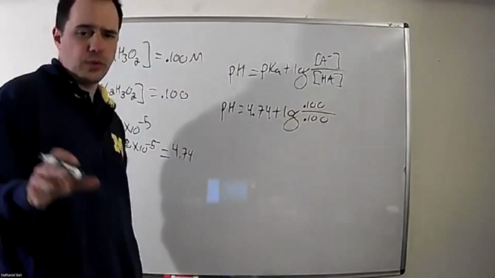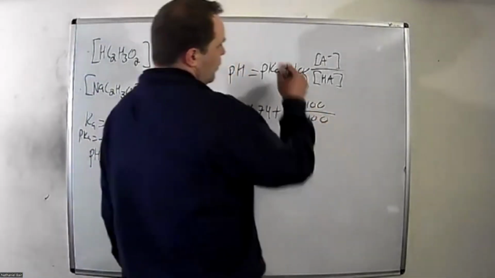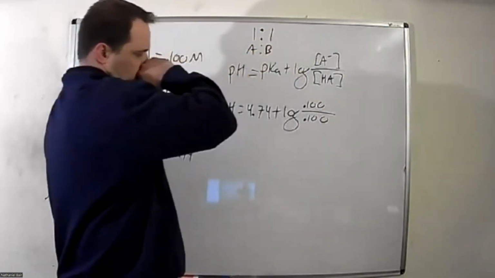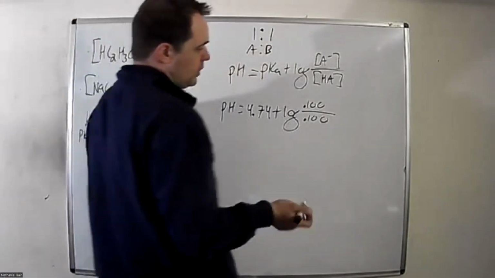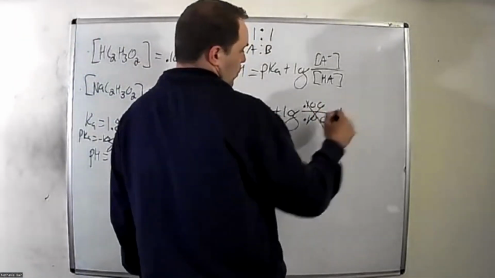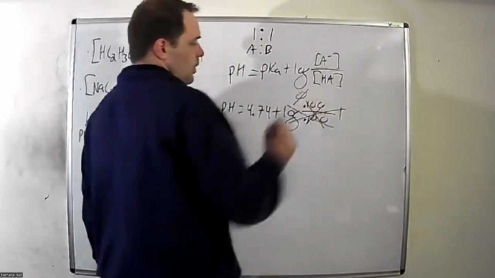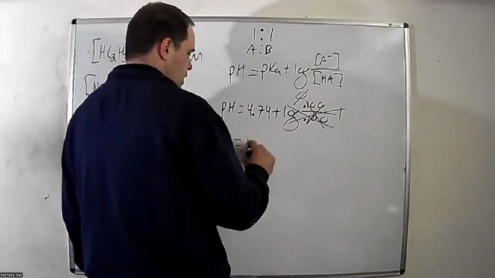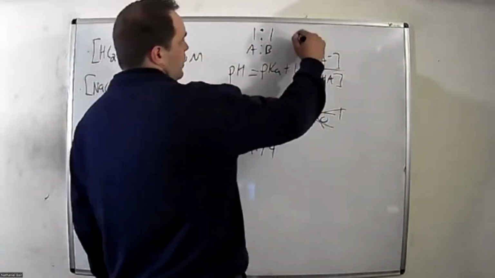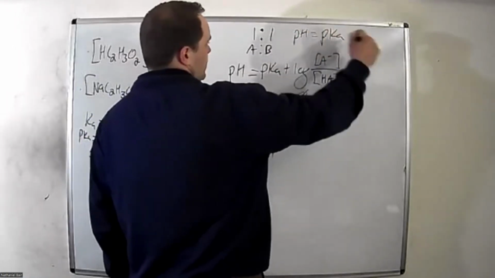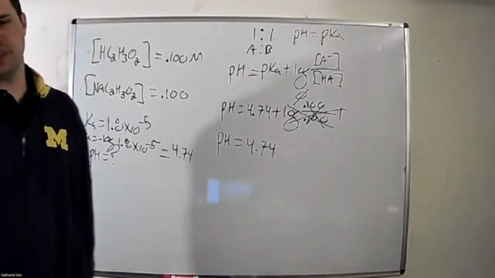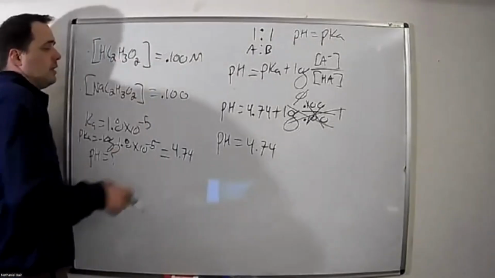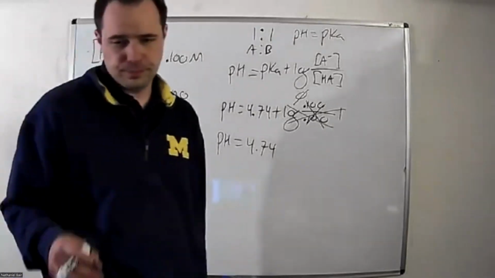And here's where we have a special scenario. This is what we call a one-to-one buffer. One part acid, one part base. And when you have a one-to-one buffer, something special happens. This is going to be the log of 1, and the log of 1 is 0. So in a one-to-one buffer, the pH equals the pKa. That's a special scenario. That only happens if the conjugate base and acid concentrations are the same.